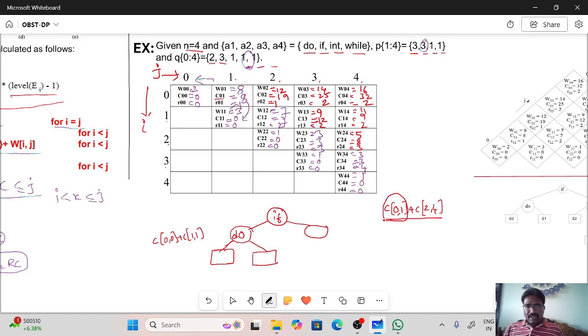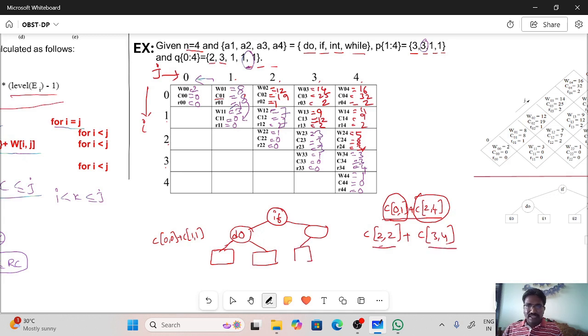Now come to the right side. If the left side is completed, come to the right side. What is the right side equation? This one, cost of 2, 4. Now go for the cost of 2, 4, which is given by rank 3. That means k equals 3. If k equals 3, what does my equation become? C of 2, our i is 2, then 3 minus 1 is 2, plus C of 3, 4. Good. So that means my left side is this equation and the right side is this equation.